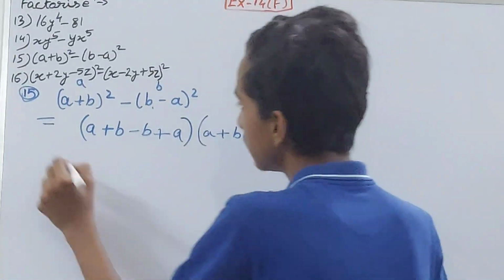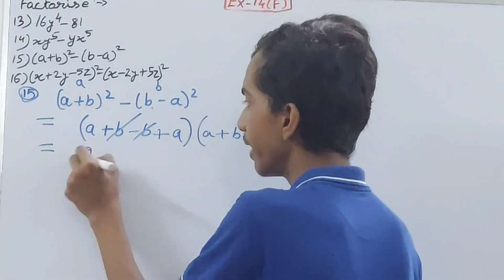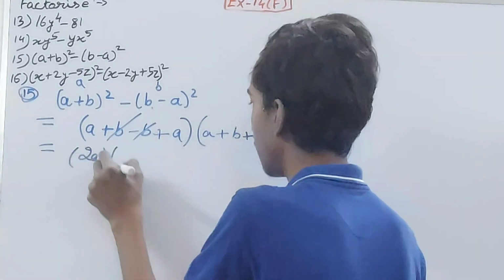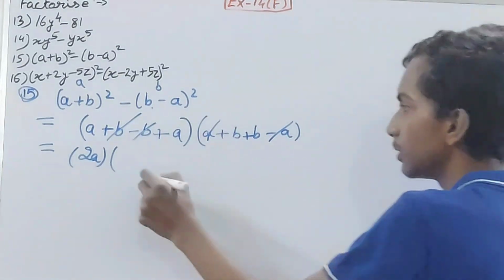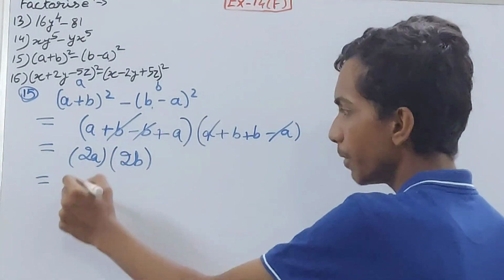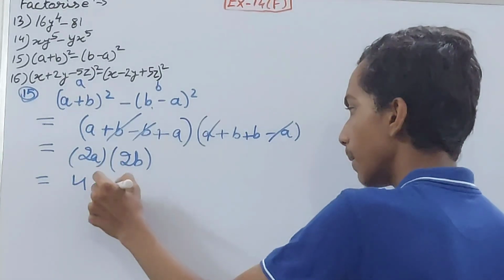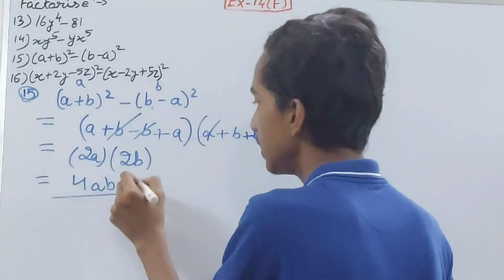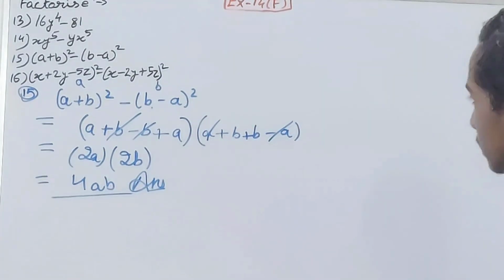Can you solve it further? See now, collect your like terms. Plus b minus b cancel, so you are left with 2a here. And here minus a plus a will cancel, so you are left with 2b. When you multiply both these expressions, what you will obtain? 2 into 2 is 4, a into b is ab. So 4ab becomes the answer for this question. Clear? Now come to the 16th question.